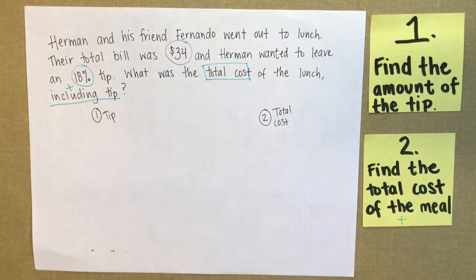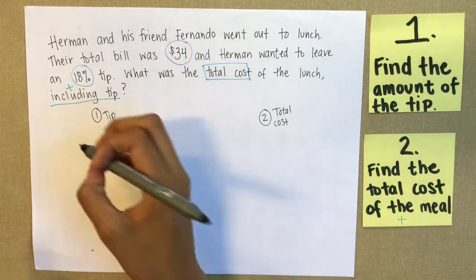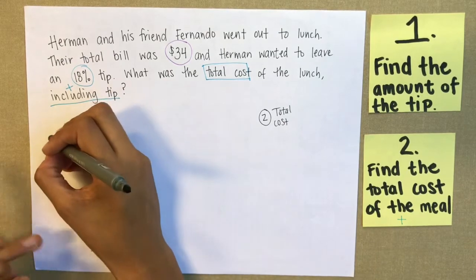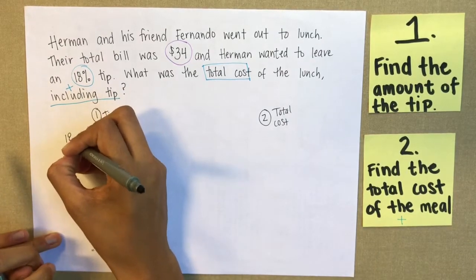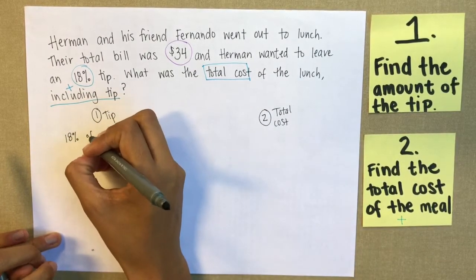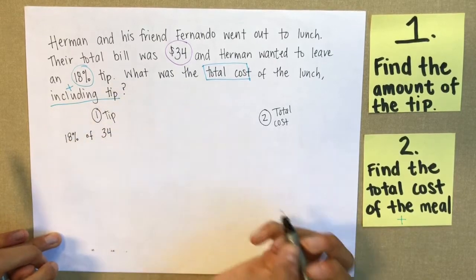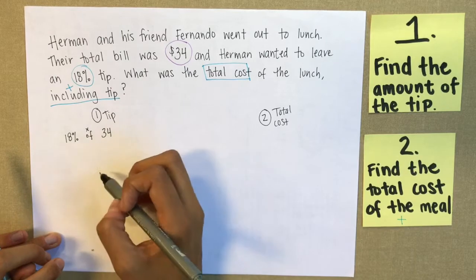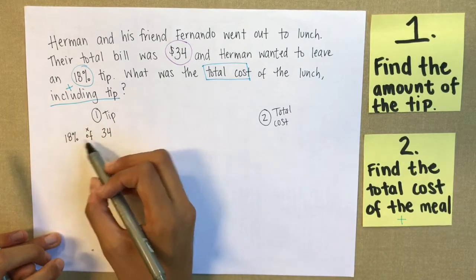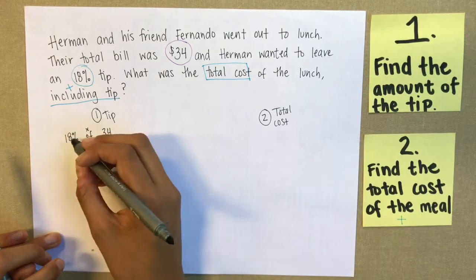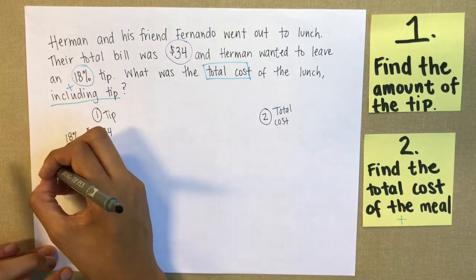First, I want to figure out the amount of tip. Well, I need to find 18% of 34. So let's see. If I know that I have 18% and I'm looking for of $34, I'm going to need to multiply. So I'm going to actually set up a proportion because proportions are kind of how I think about these, like a part of a whole, and I'm looking for what is that amount. So I'm going to set up a word proportion first.